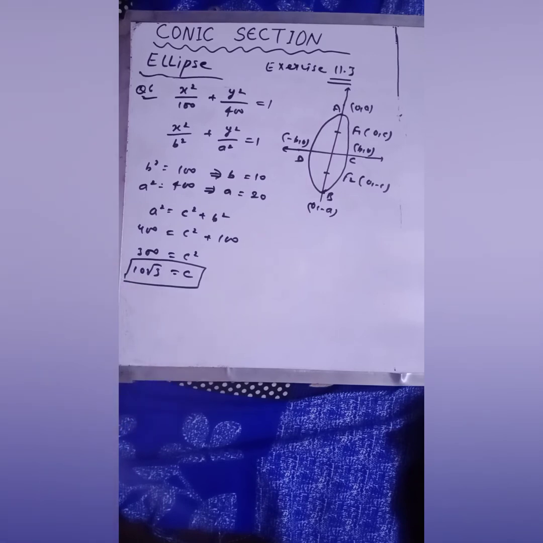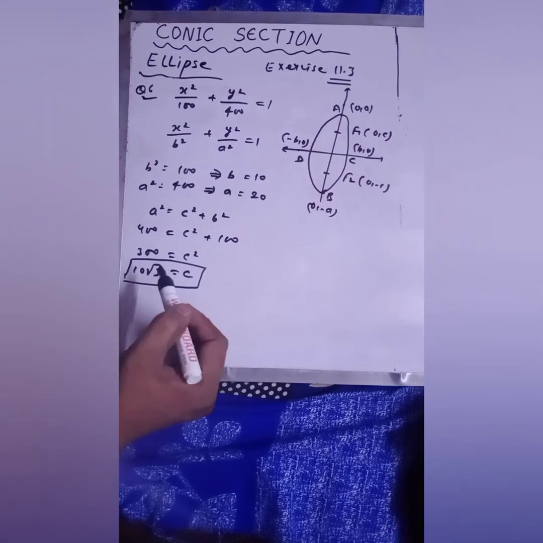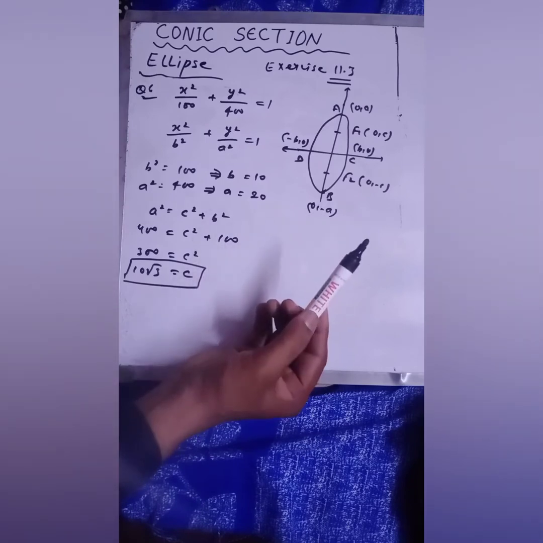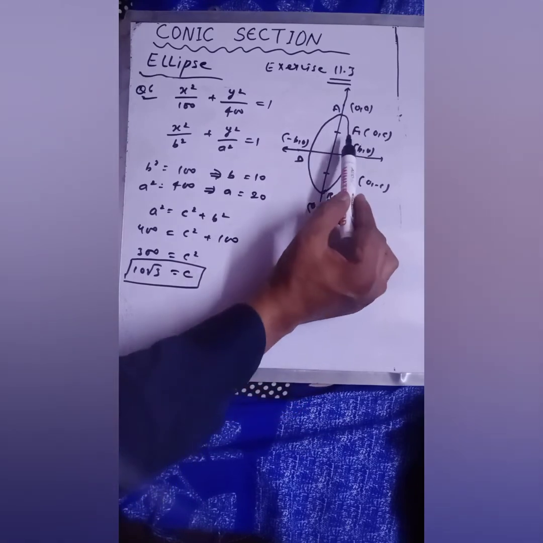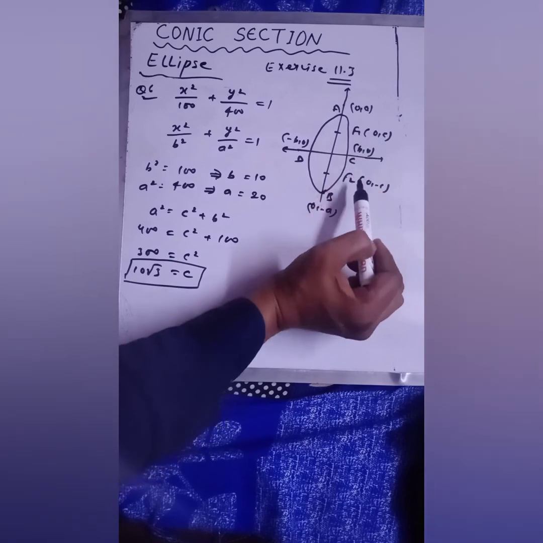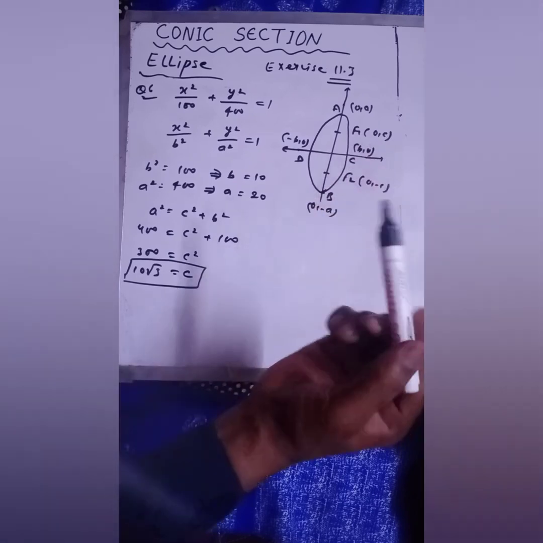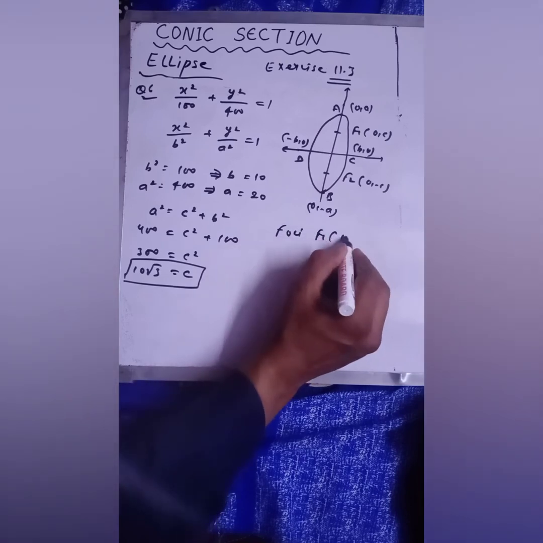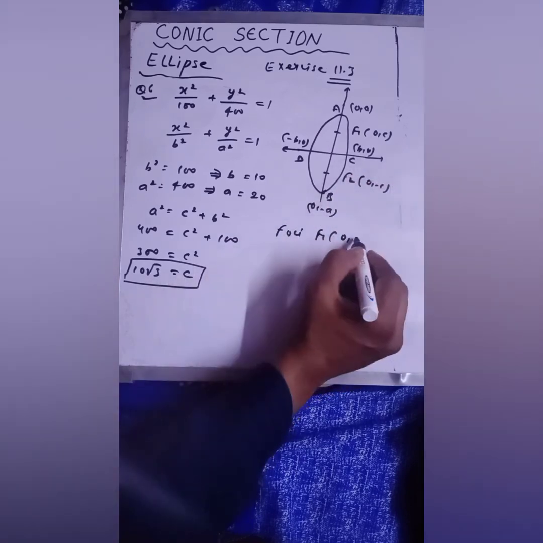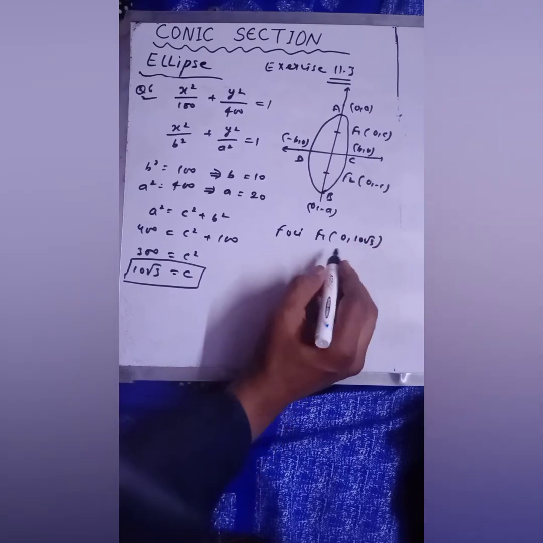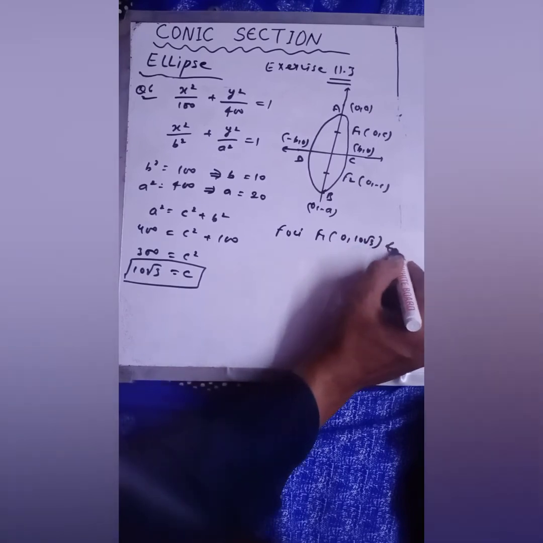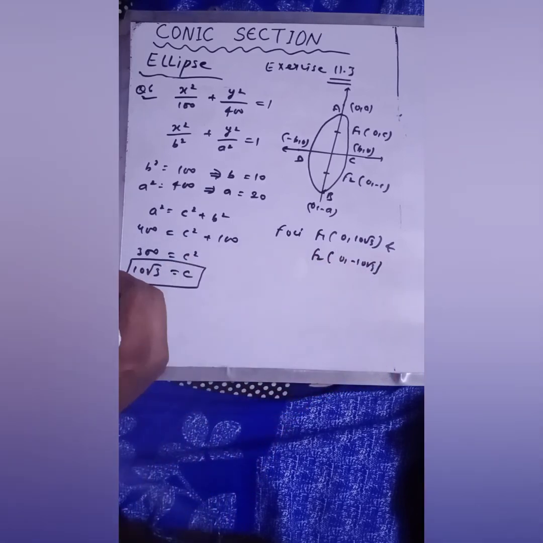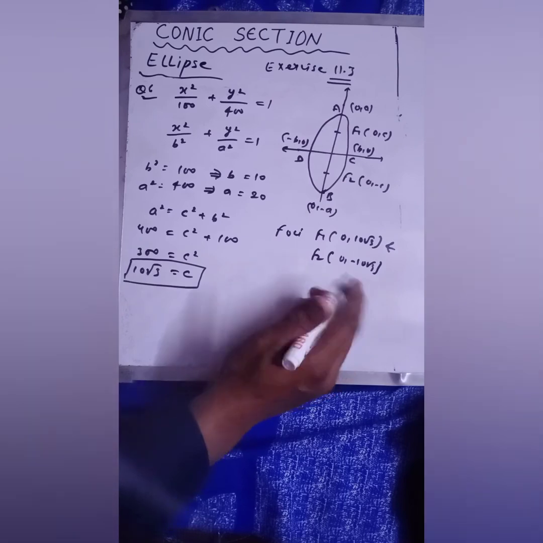ठीक है. Now your c is here. So now you have to find out the coordinates of the foci. So coordinates of foci would be (0, c) and (0, -c). So you have to put the value. Foci F1 is (0, c), your c is 10 root 3. Similarly, F2 would be (0, -10 root 3). Okay, children, so these are the coordinates of foci.